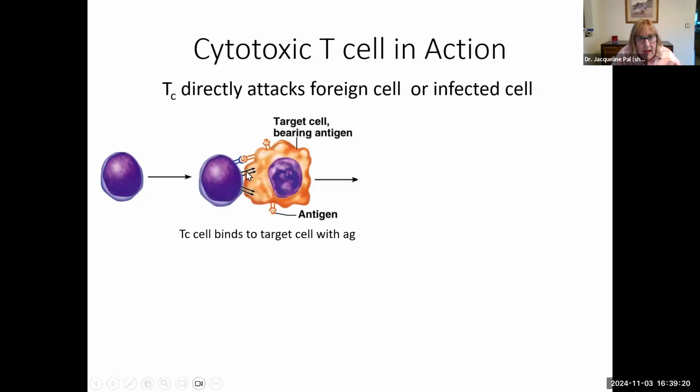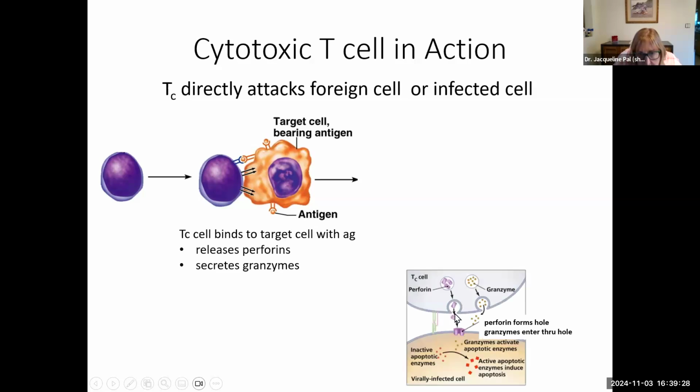So here's the little bayonet. It's binding to the target cell. There it is. See the little bayonets poking into the target cell? Yes, here are the little perforins poking holes. After the little perforins have poked the holes, it can shoot the bullets.